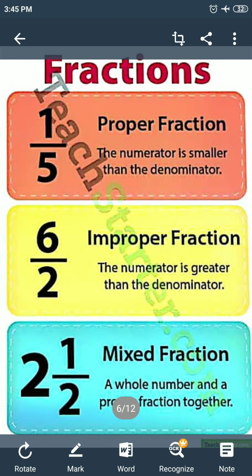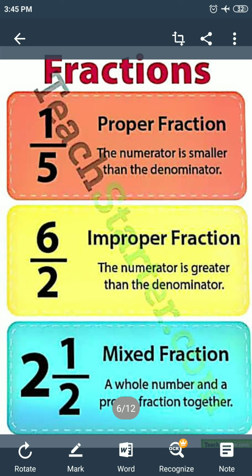Now types of fractions. First of all, proper fraction. What is a proper fraction? Where the numerator is smaller than the denominator. For example, 1 by 5. 1 is smaller than 5. It means it is a proper fraction. Second is improper fraction, when the numerator is greater than the denominator. Here 6 is the numerator and 2 is the denominator, and 6 is greater than 2. So it is an improper fraction.